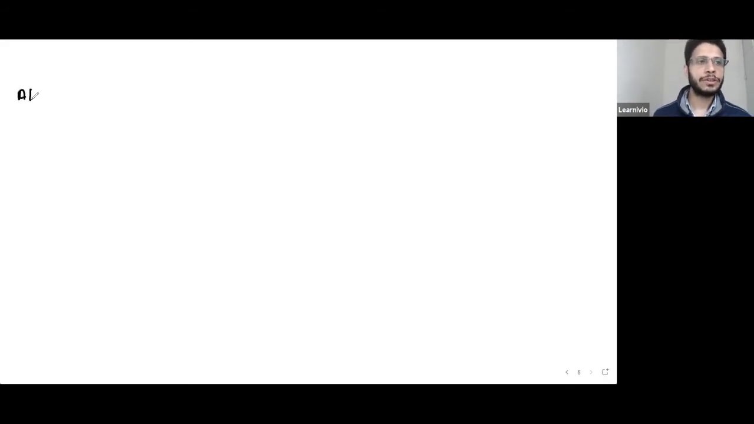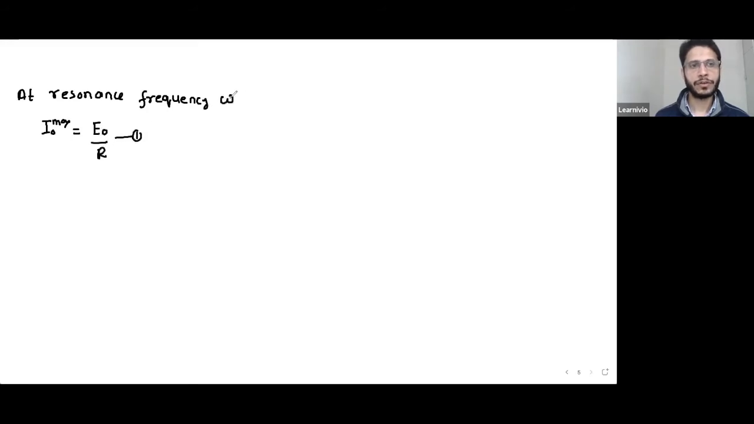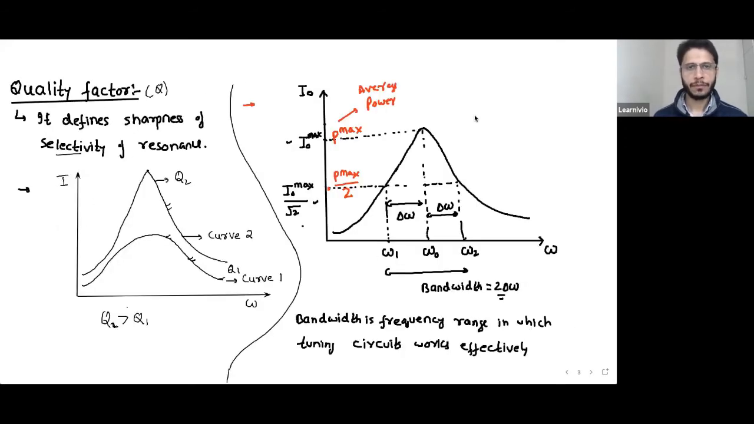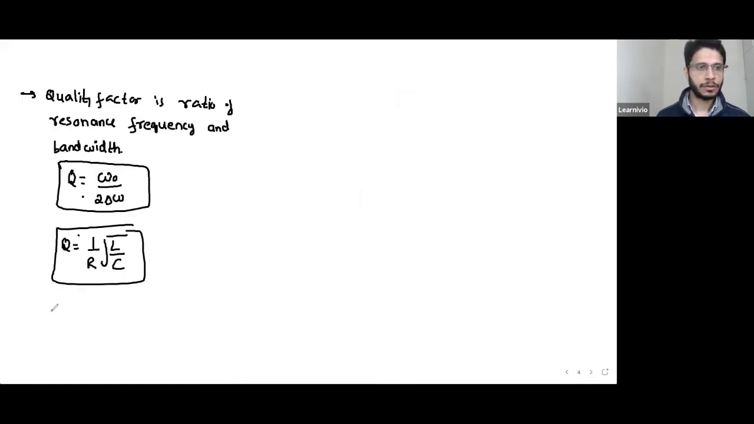At resonance frequency, the expression of current is, your current is maximum, I naught max. And this is basically E naught divided by R. So this is at resonance frequency omega naught. So if you look at this curve, at omega naught, current is maximum. Now I'm taking frequency omega 2.